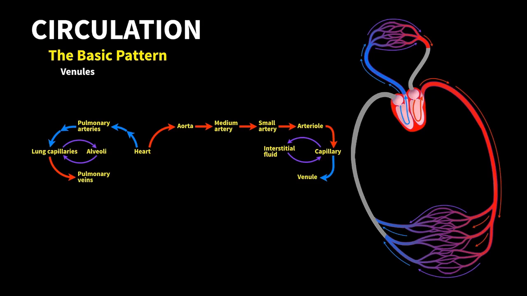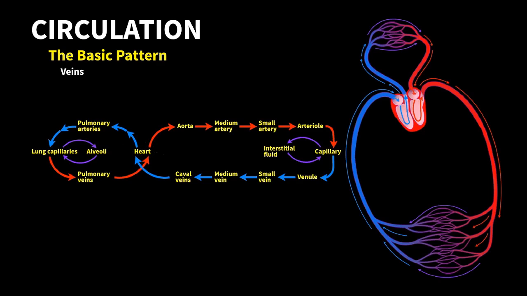afferent or return vessels called venules. The tiny venules unite to form small veins, which unite to form medium-sized veins, which eventually converge to form the pulmonary veins of the pulmonary circuit and the large caval veins of the systemic circuit. This completes the circulatory pathway as the blood returns to the heart.